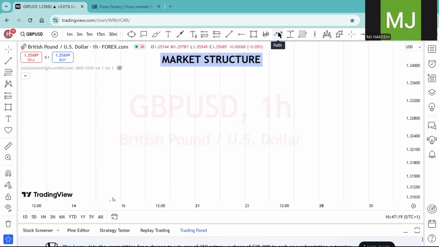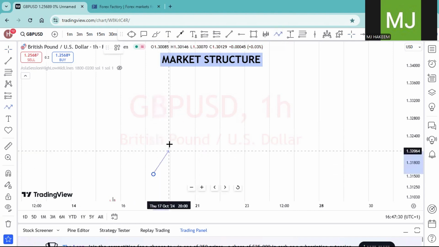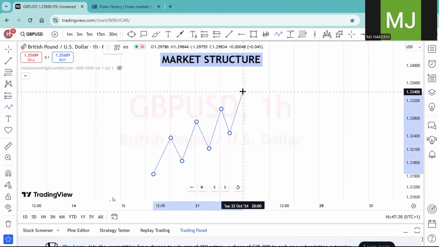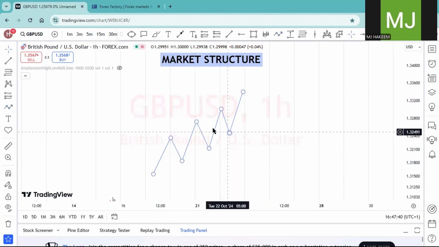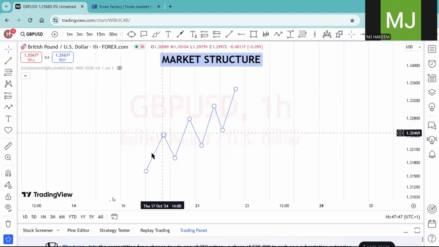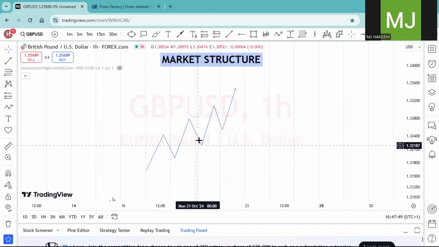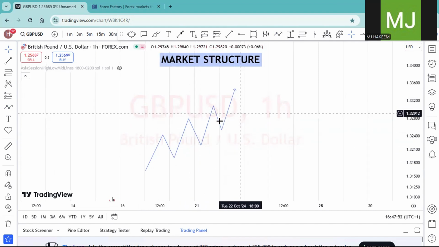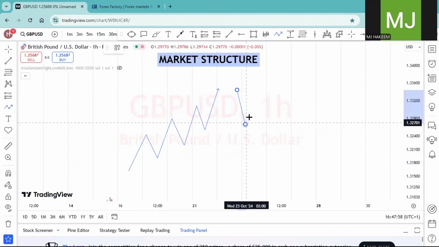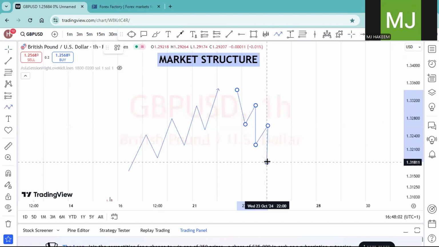Now, in our basic knowledge of market structure, we understand that if a market is going up, we expect it to form a series of higher highs and higher lows. This is the normal basic market structure: the market is going up, so it should form a series of higher highs and higher lows. And if the market is coming down, it should form a series of lower lows and lower highs.